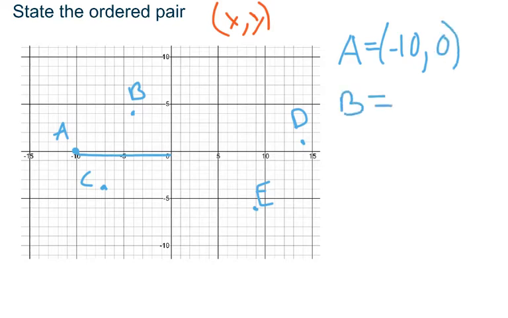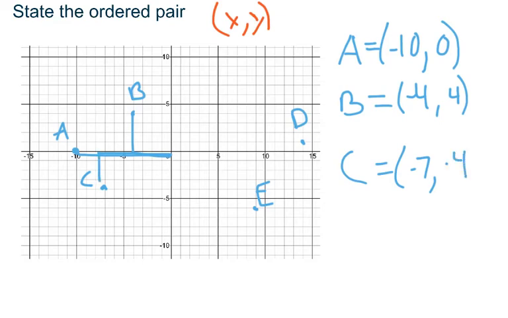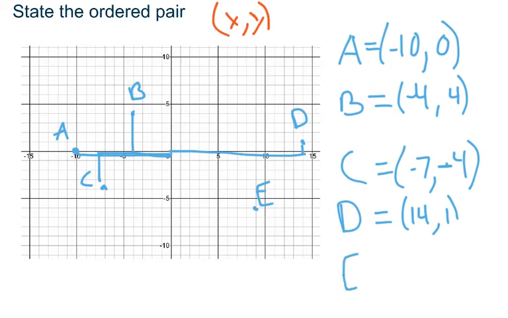For B, it's back -4 on the x-axis, and up +4 on the y-axis. For C, same thing, let's go to the left, -7 on the x-axis, down 3, or is that 4? 4, down 4, -4. And so the big trick here is to make sure that we're putting the correct sign. If it's positive or negative, make sure that we're including those positive and negative signs. All right, and then D, going all the way over to 14, up 1, so 14, 1. And E is going to be 9, -6.